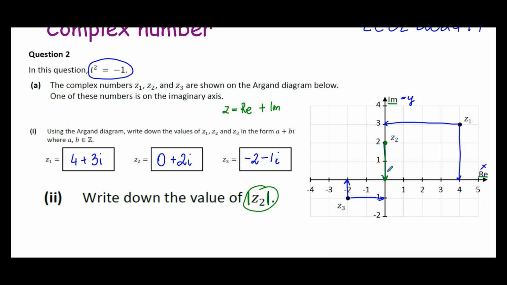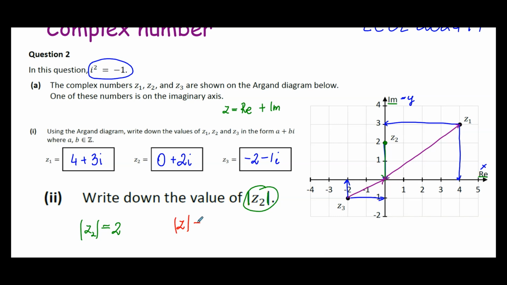Now, the reason they are saying write down the value, and not calculate, is that we can read it because it's a vertical line, and in coordinate geometry we can read a vertical line like here, 1, 2. So actually that is 2. However, let's say they ask us to calculate the distance from z1 to the origin, or this distance from z3 to the origin, what do we do?